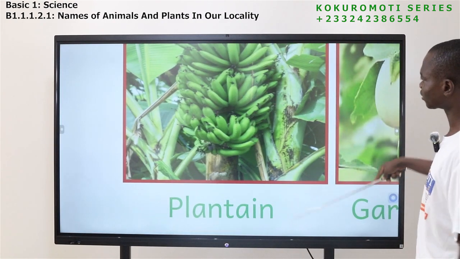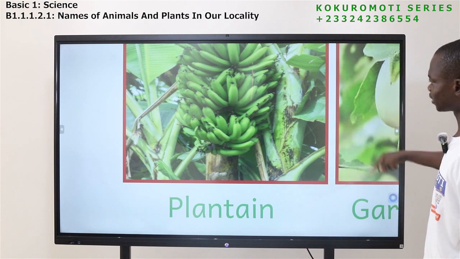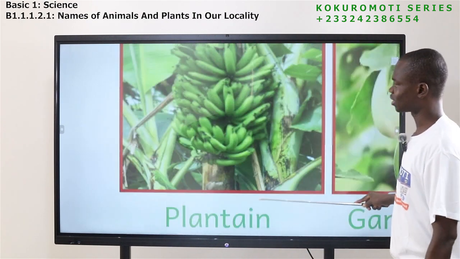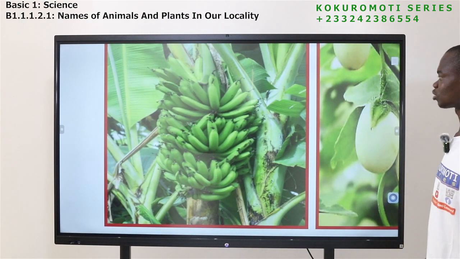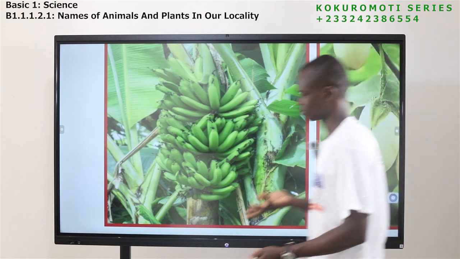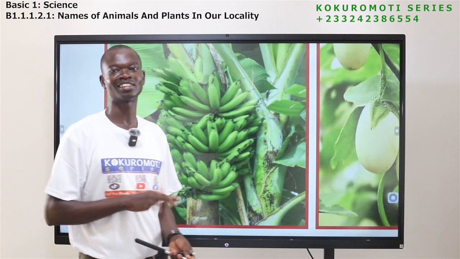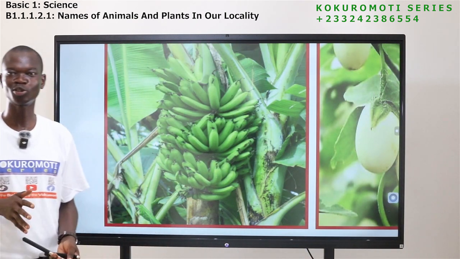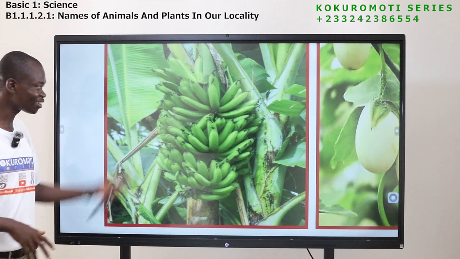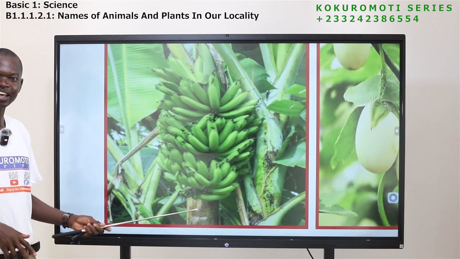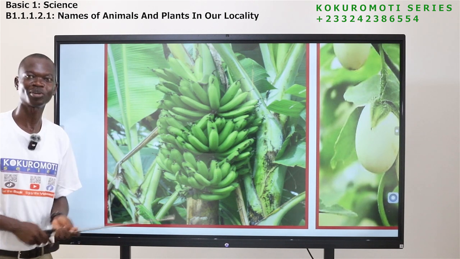This is plantain. The local name for plantain is what? Oh, you don't know? You don't know the local name for plantain? Brodier.